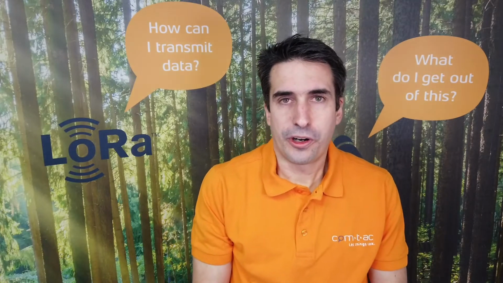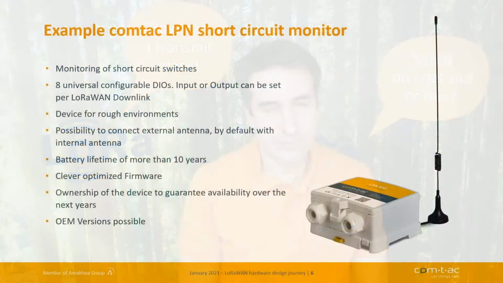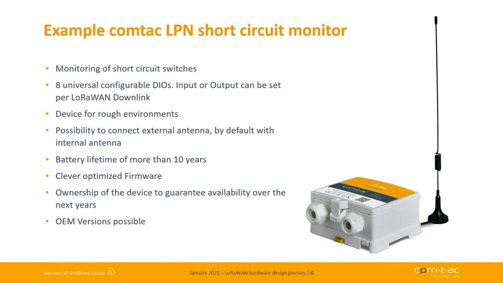Today, we'd like to show you the design process on a new product. We already launched it. We call it the short circuit monitor. It's a pretty cool device. We didn't see anything like it on the market up to now because it has 8 universal IOs. That means you can configure each IO as an input or as an output as you need it in the field. And that's pretty cool because you can configure it by LoRaWAN downlink message, and you can have the device exactly fitting your application in the field.